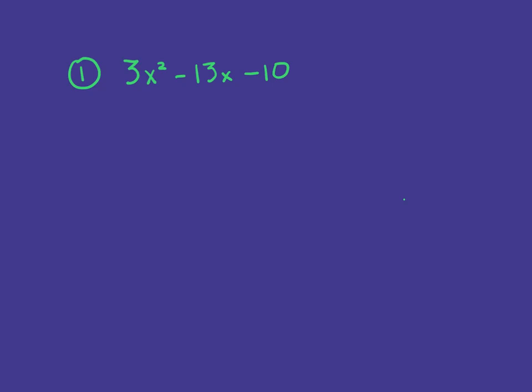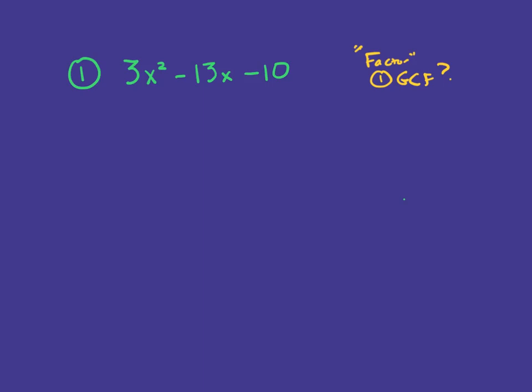Okay, number one, 3x squared minus 13x minus 10. The instructions on this one will say completely factor the given trinomial. And anytime you see that word factor, always make sure you check to see if there's a greatest common factor, something that you can take out of all of these.